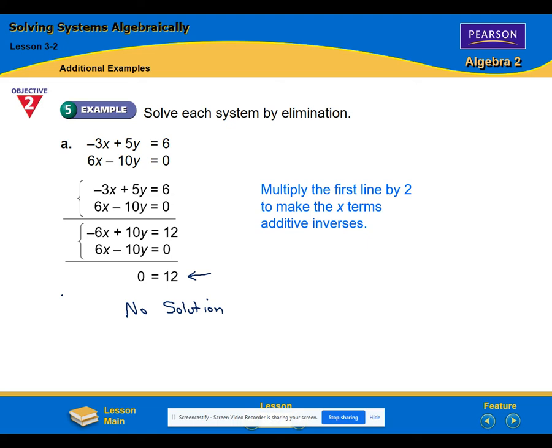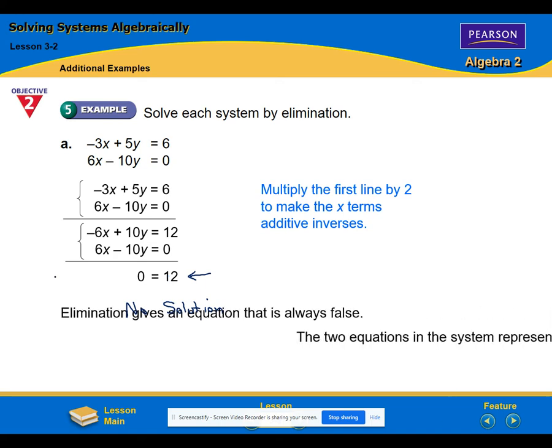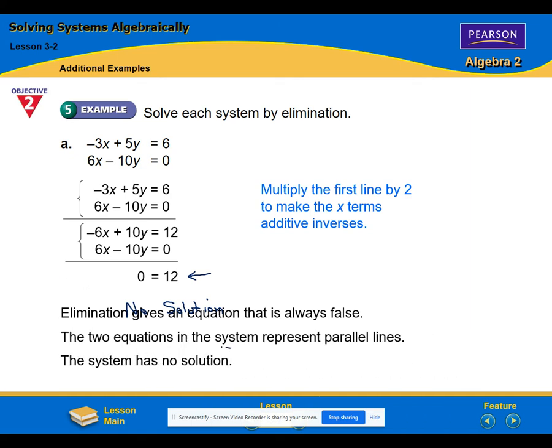Incidentally, if you graphed them, these would be parallel. They would not be intersecting. When there's no solution, they have no intersection. So graphically, these are parallel lines. Algebraically, you get the false statement, 0 equals 12, or negative 3 equals negative 18, that kind of thing. That's not ever going to be true. So we say no solution.